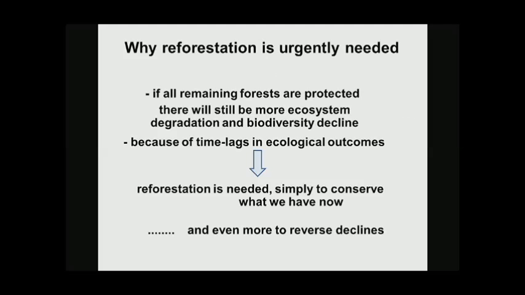So first of all, reforestation is urgently needed. It's arguably urgently needed. Even if we protect all the remaining forests, there will still be more ecosystem degradation and biodiversity decline because of time lags that are built into the system. The consequences of these changes will take decades or more to play out. So things are going to keep getting worse, even if we stop all deforestation.